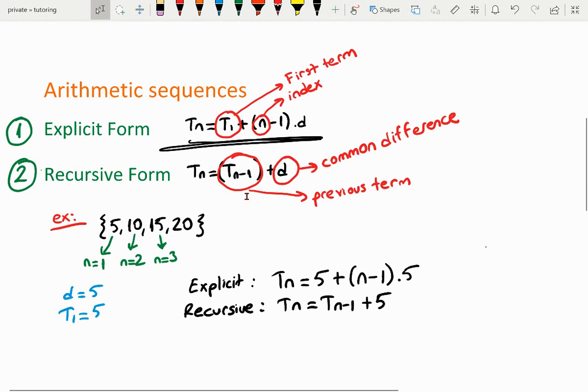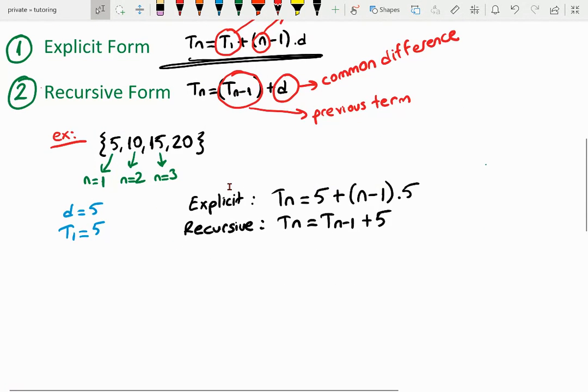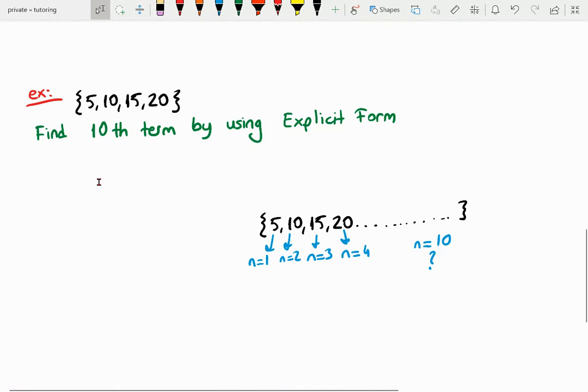Okay, so sometimes we are asked to find, like in this example, the 10th term by using explicit form. So 10th means n equals 10. So what is my n equals 10 term? In this example, we don't know. We know n equals 1 is 5, n equals 2 is 10, third term is 15, fourth term is 20, but we don't know the 10th term. What is it?